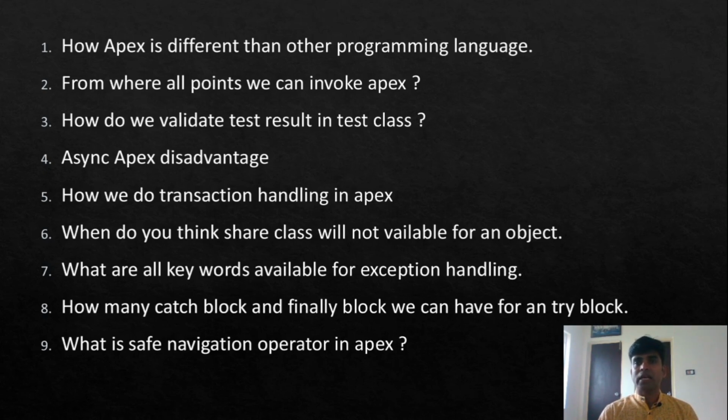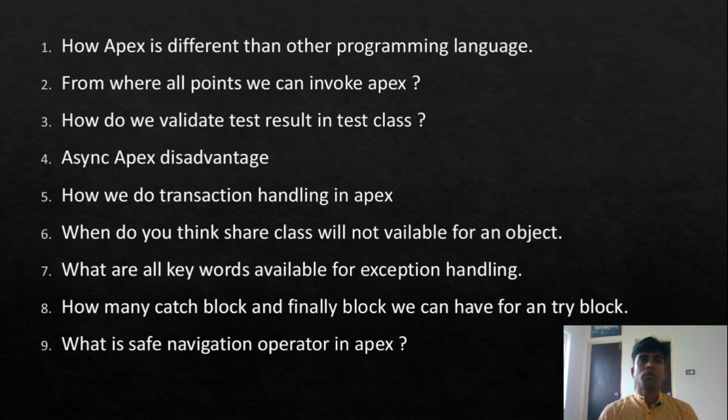Let's say in the market there are other programming languages like C++, and there are programming languages like Java. Those are also object-oriented programming languages. Apex is also an object-oriented programming language. But how is Apex different from C++ or Java? C++ or Java are general programming languages. That means you can develop any application using C++ or Java. Whereas Apex is a proprietary language of Salesforce. That means you can only develop Salesforce application logic using Apex.